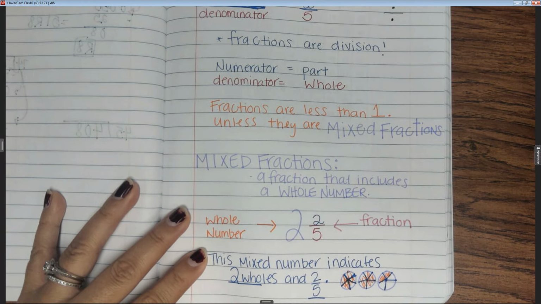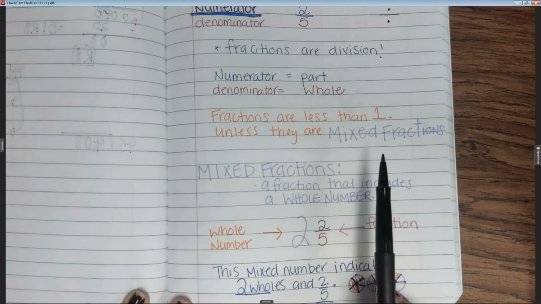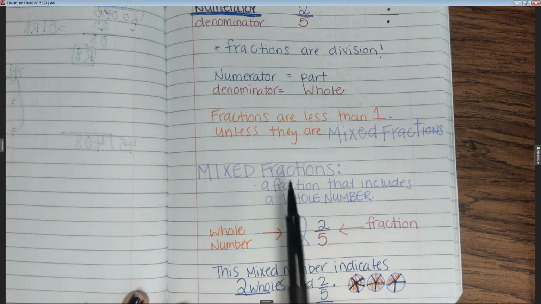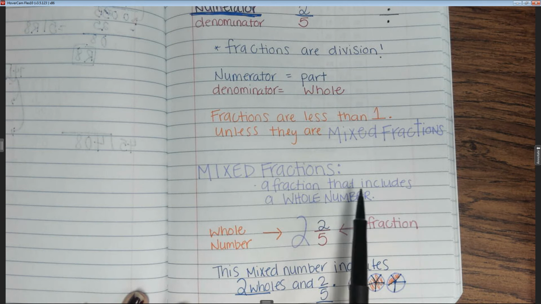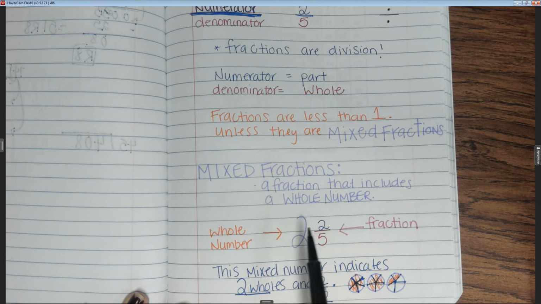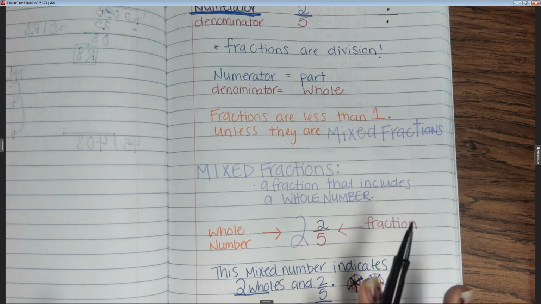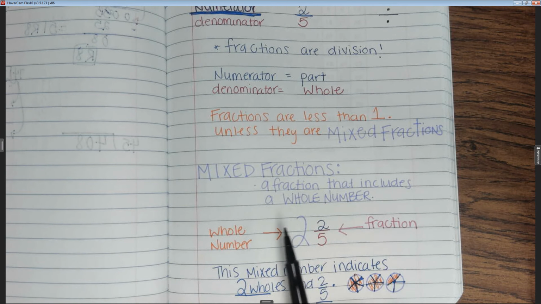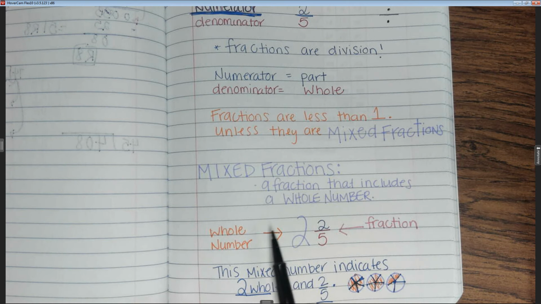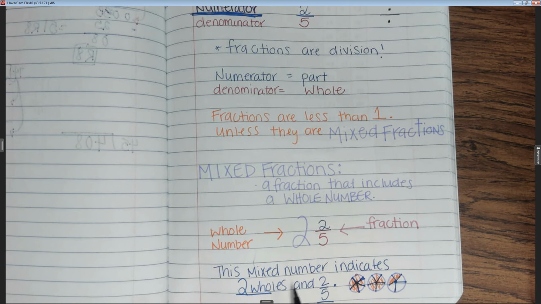Then the next part we have here are mixed fractions. So we're going to talk about what mixed fractions are. A mixed fraction is a fraction that includes a whole number. So for example, you see 2 and 2/5. 2 is considered the whole number because I have two wholes. 2/5 is the fraction. So you probably remember doing fractions maybe with pizzas or things like that. So we can think of this as two whole pizzas and then 2/5 of the pizza. This mixed number indicates that there are two wholes and 2/5.